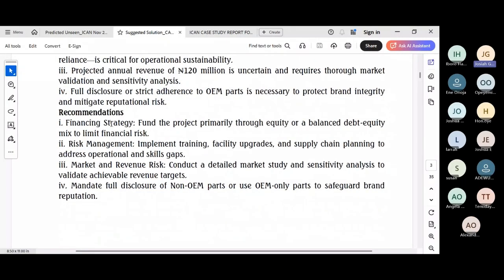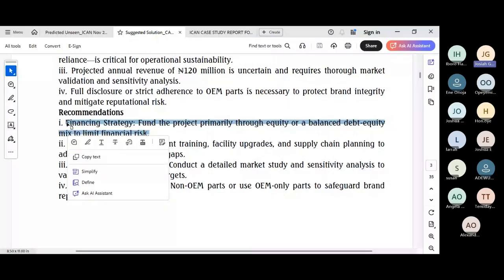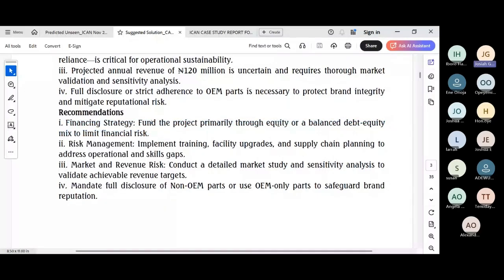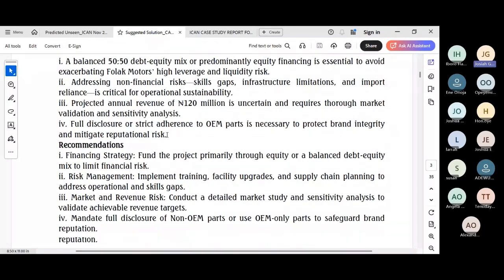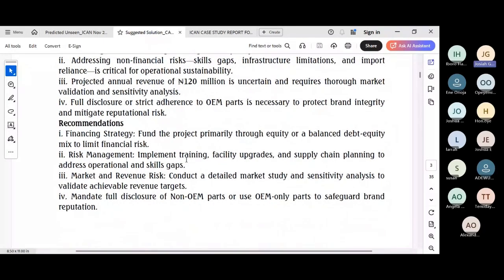And we spoke to the recommendations in very short-lined summary form. Fund the project primarily through equity or balanced mix to limit financial risk. We're addressing requirement 1, conclusion 1. And the second one is on risk management. 3rd, market and revenue risk.